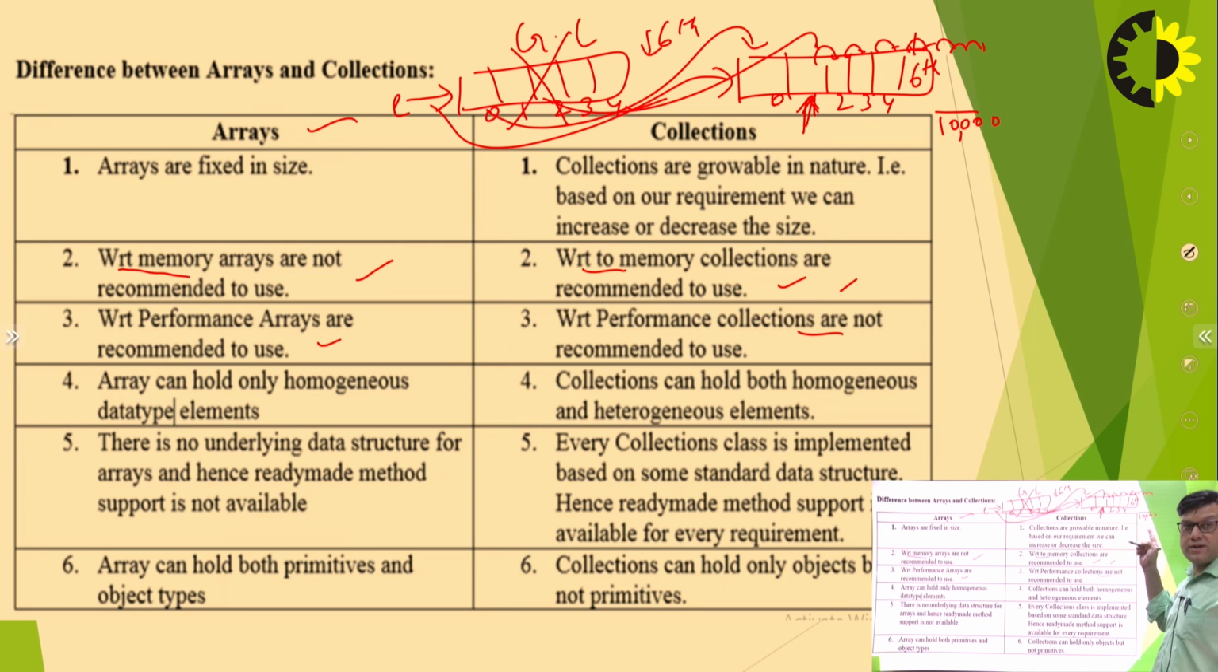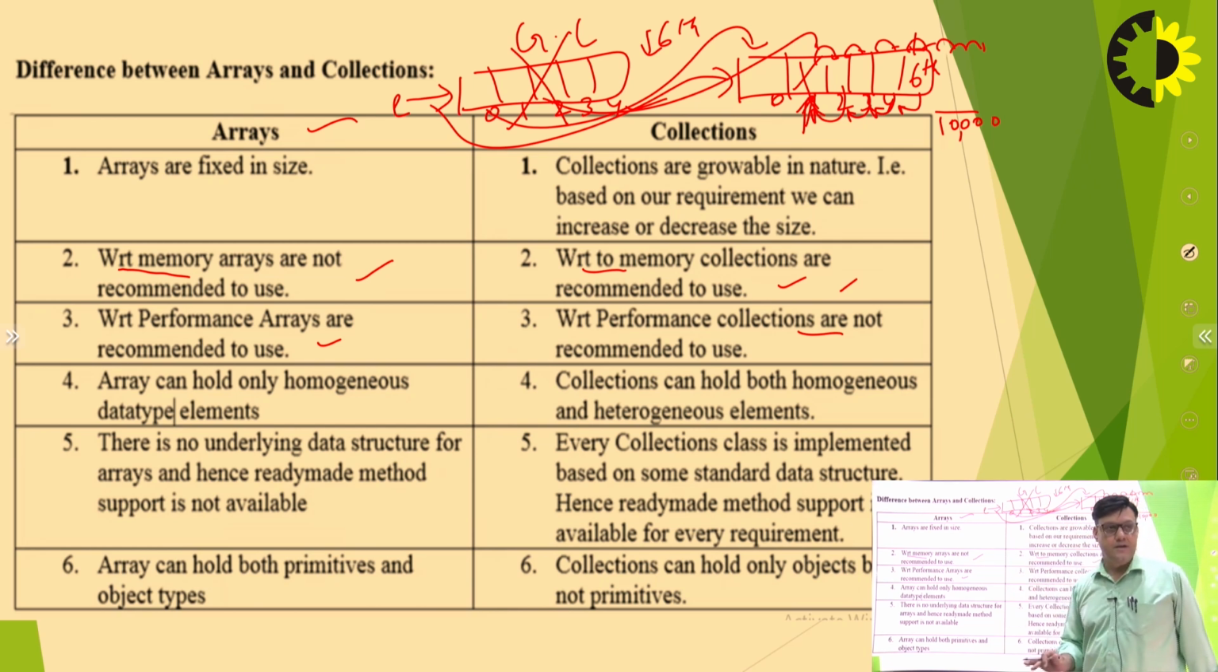If there are 10,000 elements, after a couple of hours you will get a message that the element has been inserted. The same is the case with deletion. If I want to delete an element, shifting towards the left will take place, so after a long time the message will be displayed that the element has been deleted. So according to performance, collections are not recommended, while in case of arrays, we prefer arrays. Okay. Next, number 4, collections can hold homogeneous data elements, which we have seen.